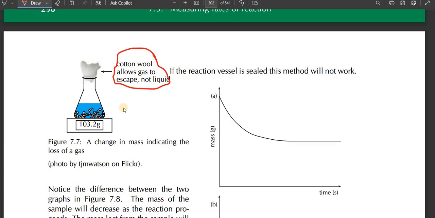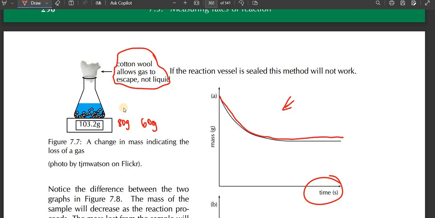If you get a graph like this, what you are saying is that as time proceeds, the amount of mass that you have here is decreasing. You see that here we're starting with 103.2 on your mass balance. After maybe 2 minutes, it will be maybe 80 grams. After another 2 minutes, maybe it's 60 grams. You see, it's decreasing. That's why you get a graph like this.